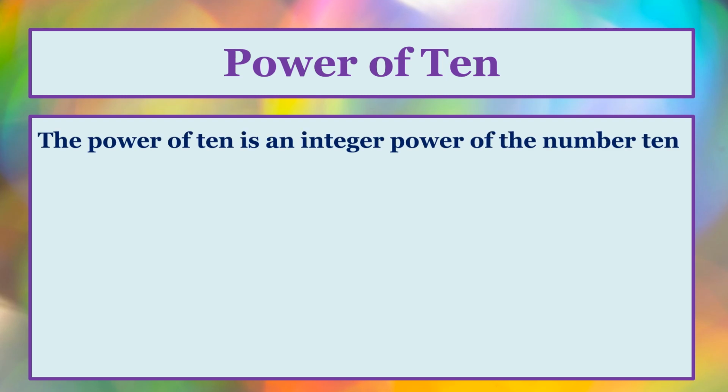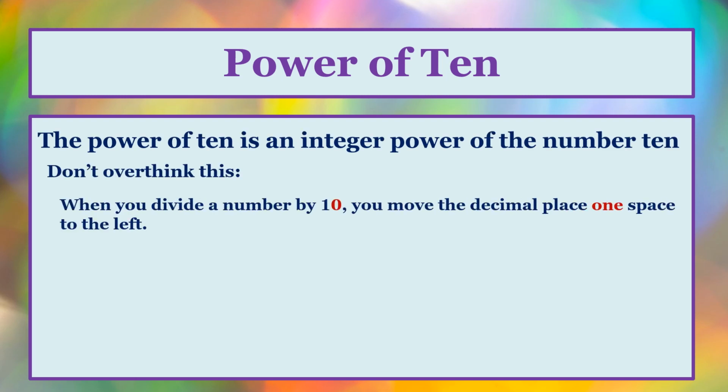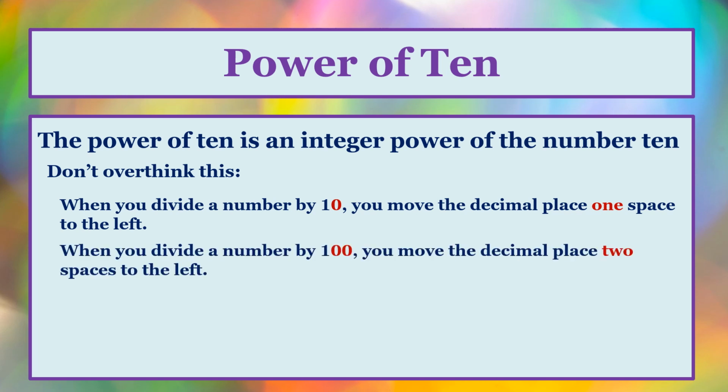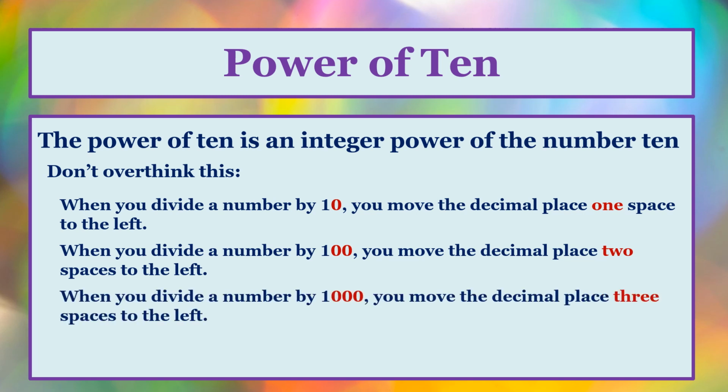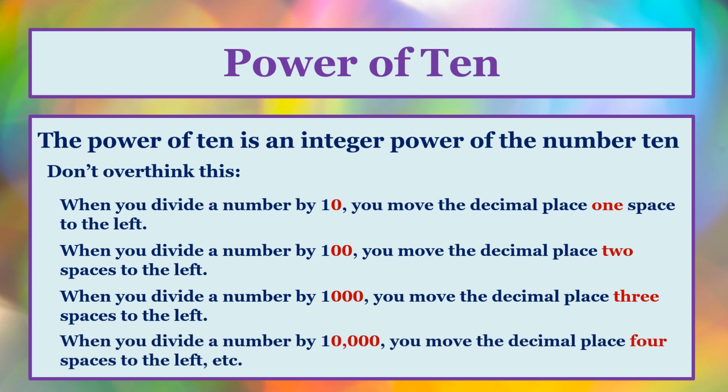The same concept applies for dividing. When you divide a number by 10, you move the decimal place one space to the left. When you divide a number by 100, you move the decimal place two spaces to the left. When you divide a number by 1,000, you move the decimal place three spaces to the left. And when you divide a number by 10,000, you move the decimal place four spaces to the left.